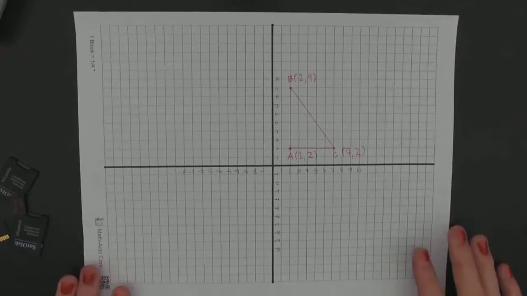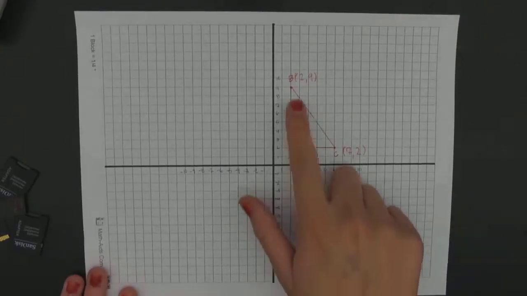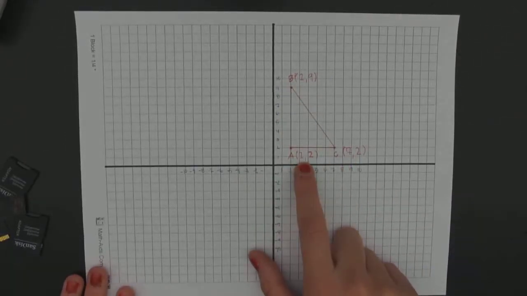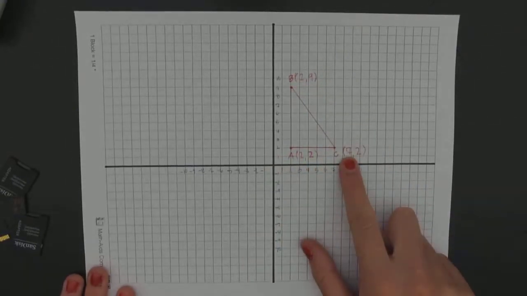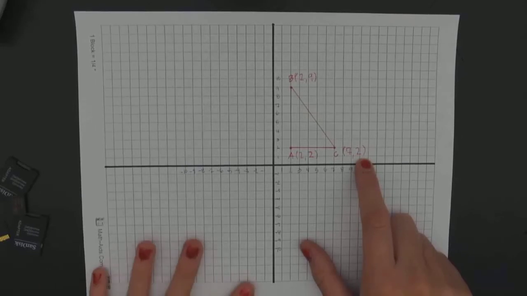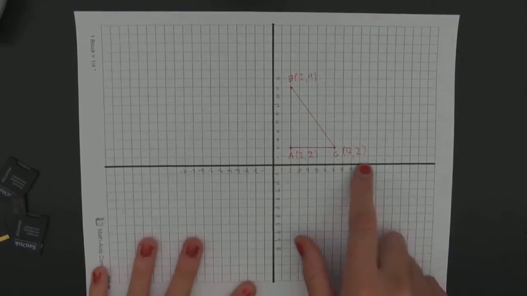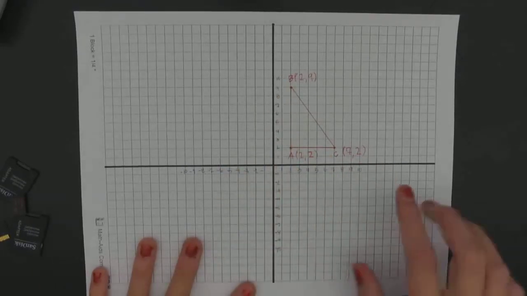Okay, so I have this little graph right here. And we have triangle ABC, and I labeled the points. A is at (2, 2). B is at (2, 9). And C over here is at (7, 2). And remember, when we are naming points, you do the X value first and the Y value second.